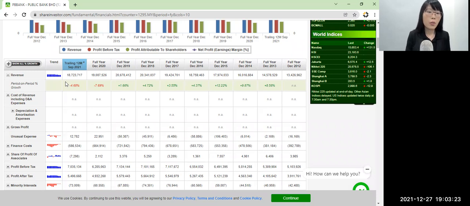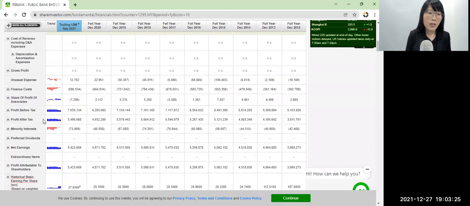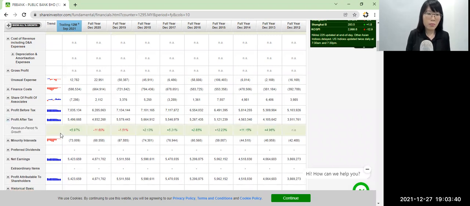So if you look at the company profit after tax, you can see that at the trailing 12 months of September 2021, the profit after tax achieved was around 5.4 million. Okay. If you want to have more solid data, you can see the Buyback in 2012.